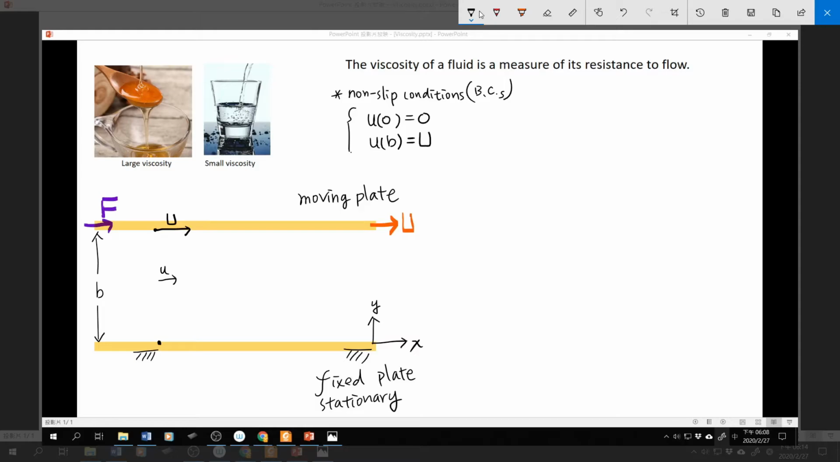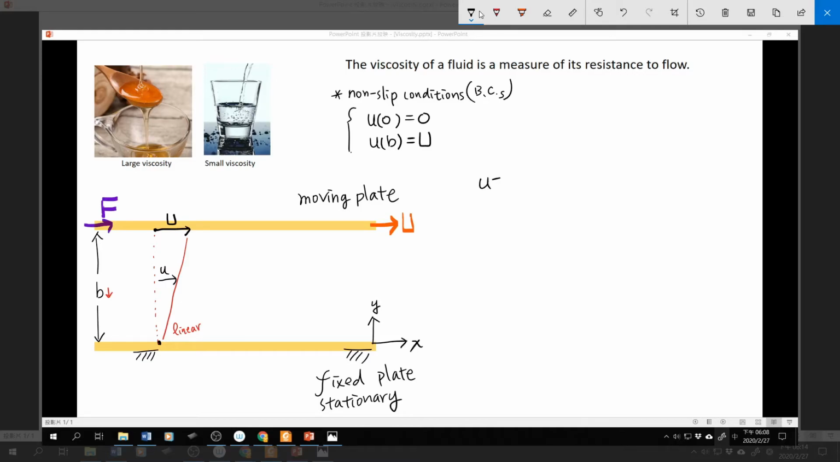And then another assumption is that today we assume that the gap between these two plates is actually very small, which means we can simply assume that the velocity is linear. Okay? If it is linear, then you can write the velocity equation very easily. So u will become what?